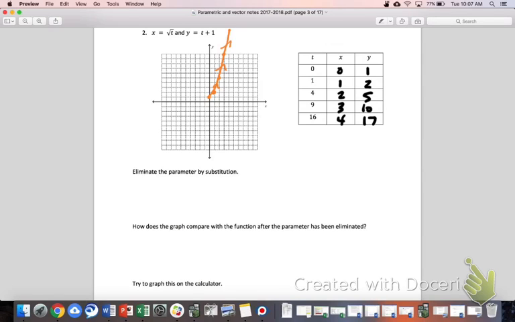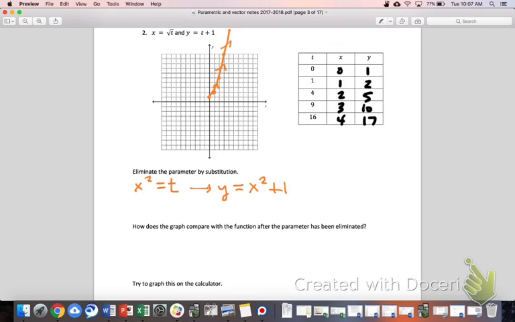Did you guys eliminate the parameter yet? Yes. To do that, did you square the x equation, or did you subtract 1 from the y equation? Square. I think that's probably the easier way to go. So that would give you x squared equals t. And then by substitution, that would give you y equals x squared plus 1. And then when you compare that, when you look at what resulted from eliminating the parameter of t and looking at the graph, you realize, hey, that thing is just a parabola. We got the right half of the parabola, right?